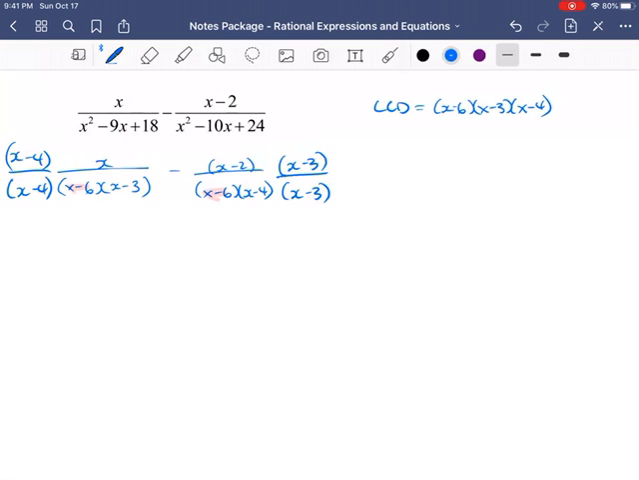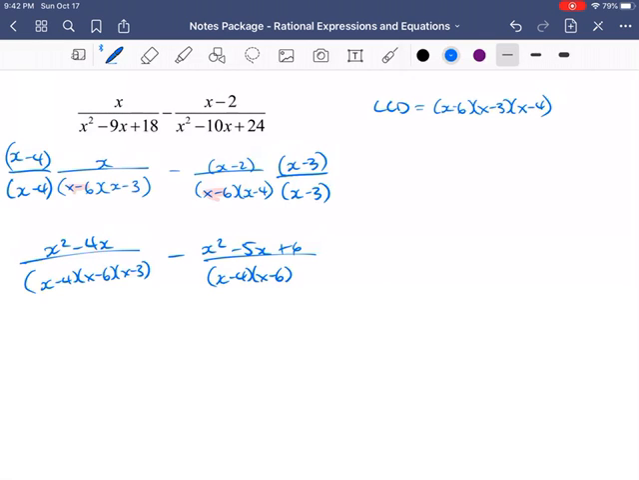Okay. All right, so expand the left side, the numerator. So you get x squared minus 4x, and that's over top of all three of those terms. And expand the right side. So you got x squared minus 5x plus 6 over top of, again, all three terms.